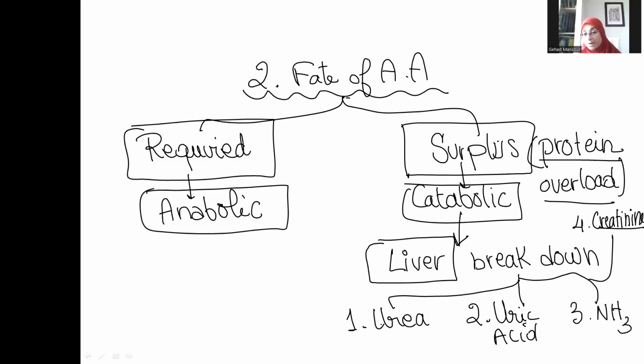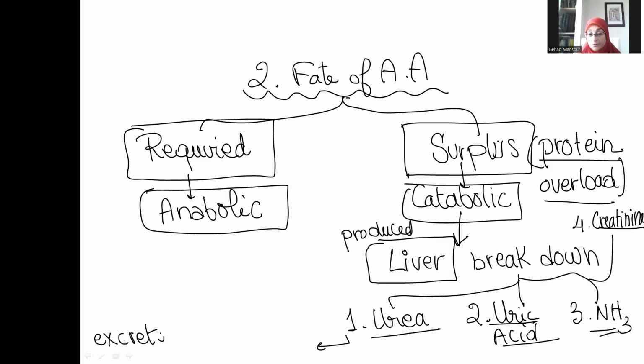Creatine is useful, but creatinine is harmful. These are the waste products of metabolism, and they're of metabolism of what? Of metabolism of amino acids, and more accurately speaking, of catabolism of amino acids. And again, more and more accurately speaking, catabolism of the surplus amino acids or the excess amino acids: urea, uric acid, ammonia, and creatinine. All these are produced in the liver. They are produced in the liver, but they are excreted by the kidneys.